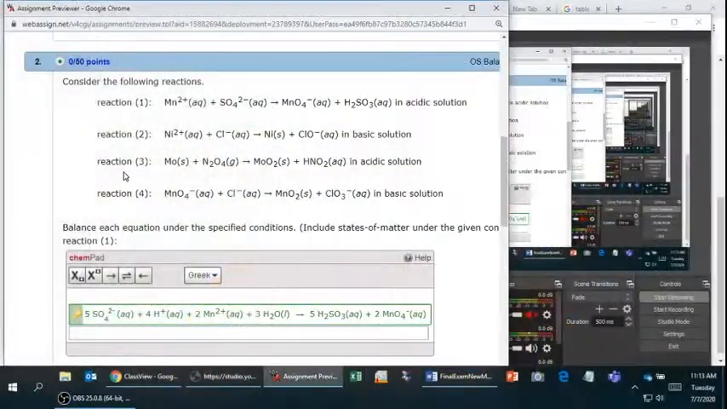So the nice thing about balancing redox reactions, we'll do number 2, and I don't know if number 2 is going to be the same for you that it is for me, but we'll see. In this case, it's asking you to balance the nickel chloride. I'll write it up on the board. Nickel +2 plus chloride goes back and forth to nickel plus ClO -1, so chlorides.